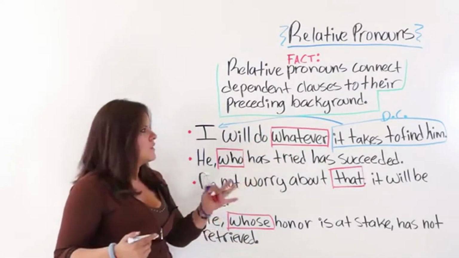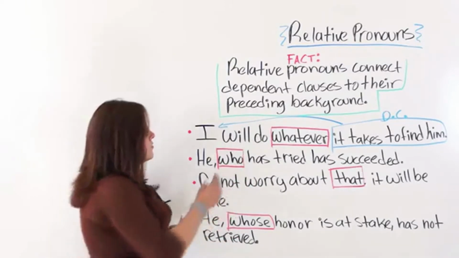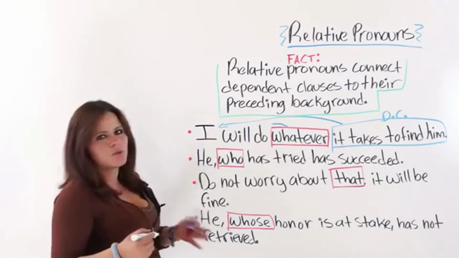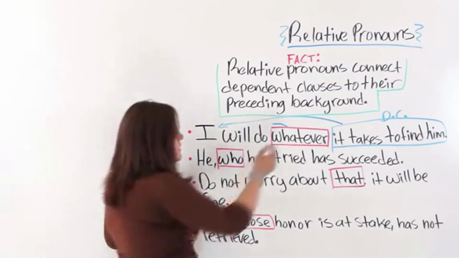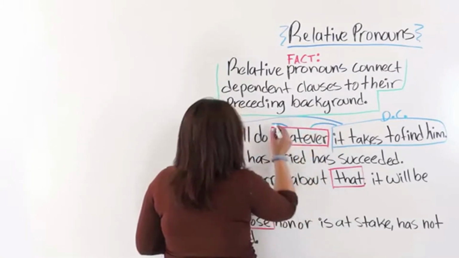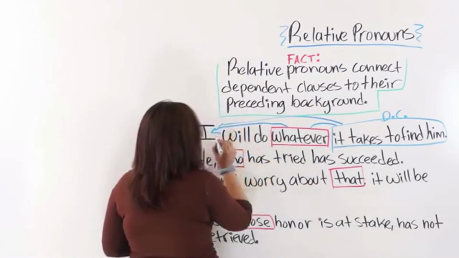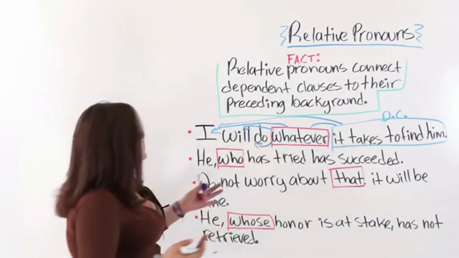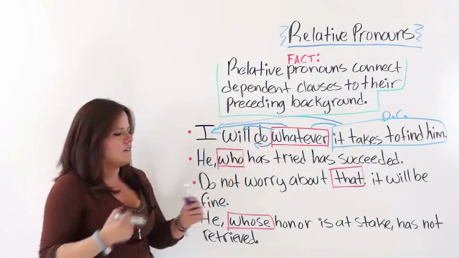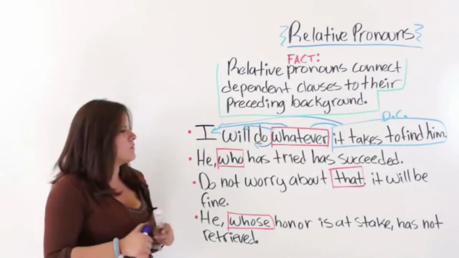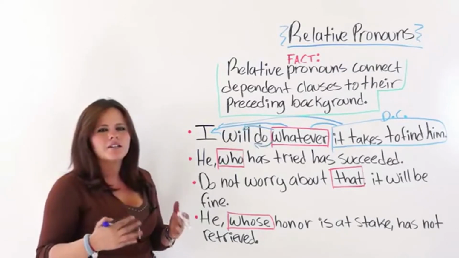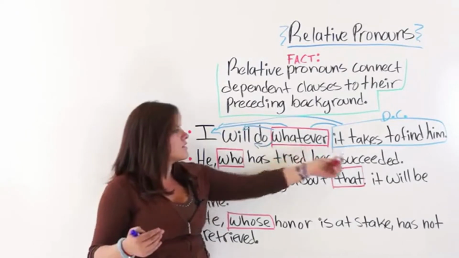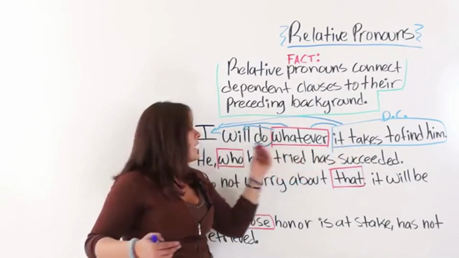Alright, by itself, it would not make any sense. So the function of this here, of whatever, which is a relative pronoun, is to connect this here to all of this. So it makes sense. What if you didn't have that there? I will do it takes to find him. It would not make sense at all. That is why we need a relative pronoun here to connect the dependent clause to its background.